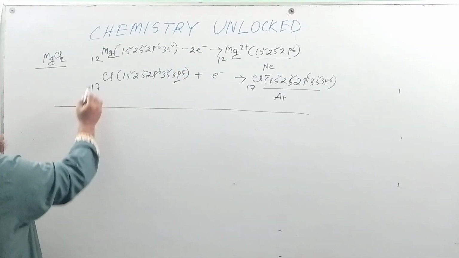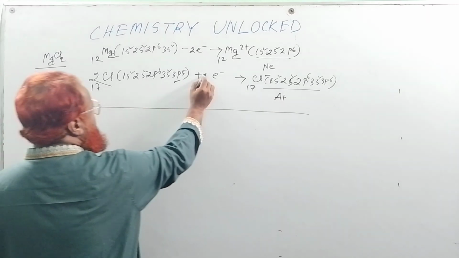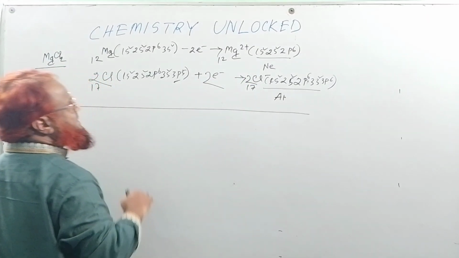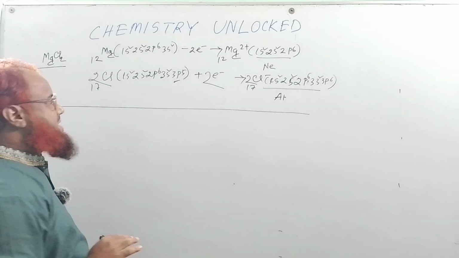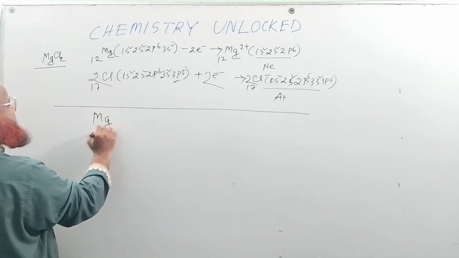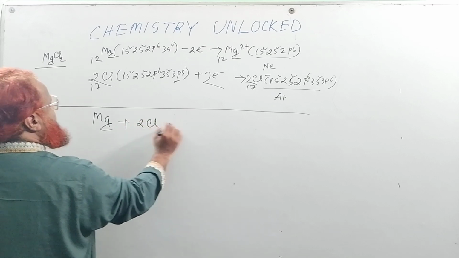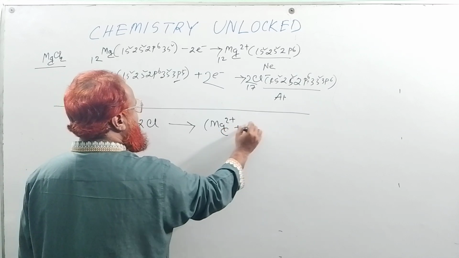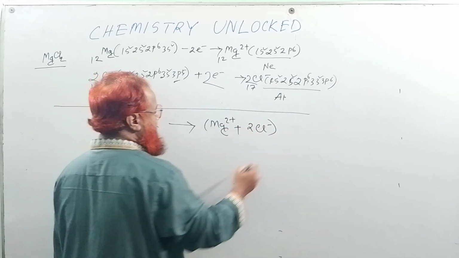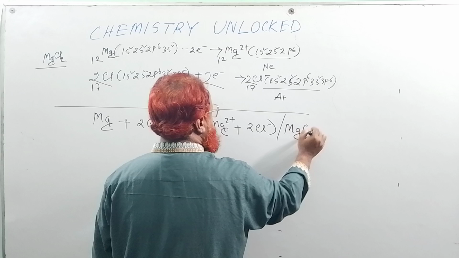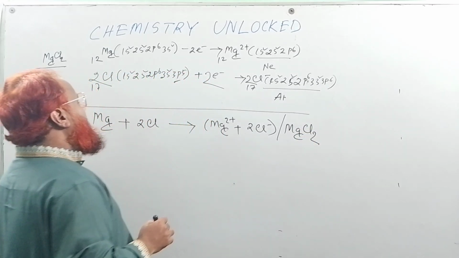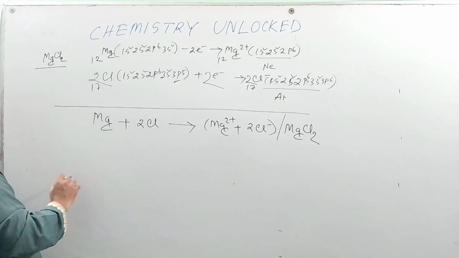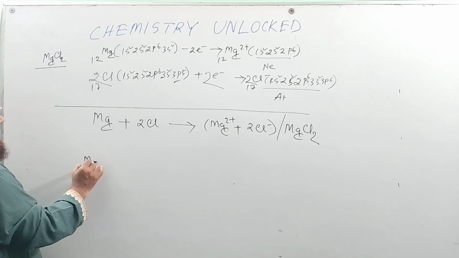So we have to multiply this chlorine by 2. When you multiply, then the full equation of that metal and non-metal will be multiplied. So here magnesium plus 2 chlorine atoms will produce 1 magnesium cation and 2Cl minus anions, and they will make what? Magnesium chloride. Now, their orbit diagram. Magnesium, just look at here.